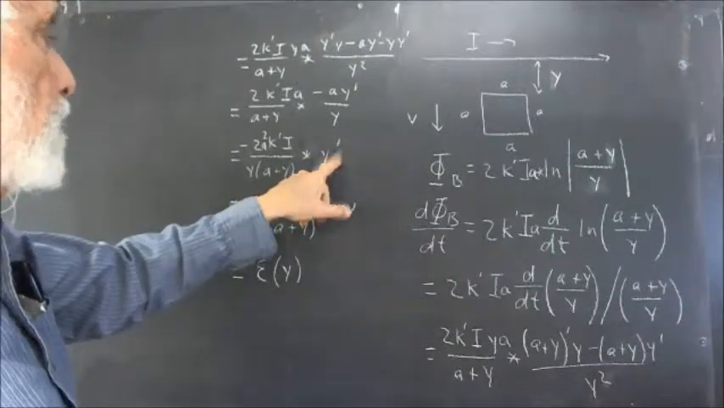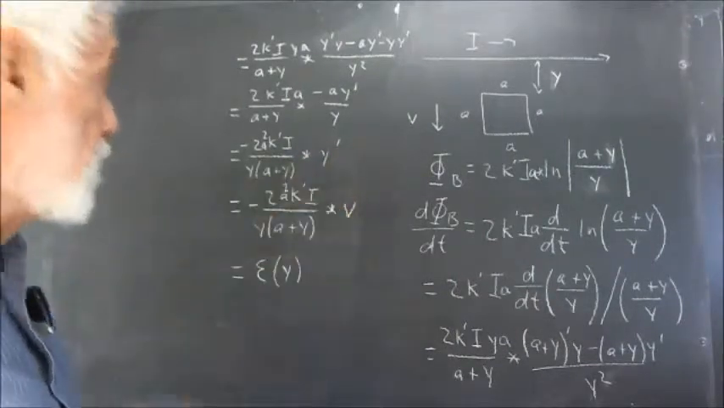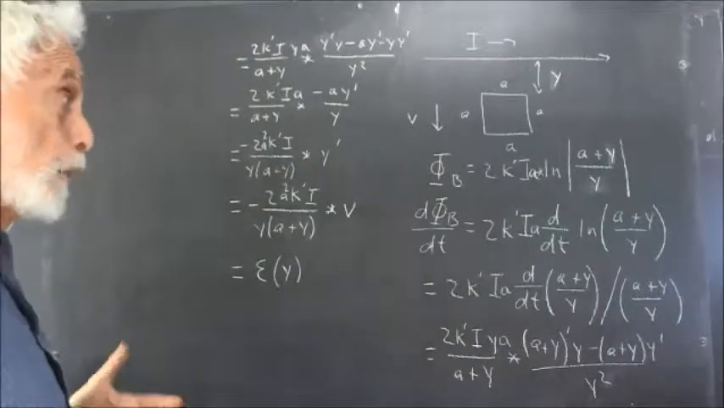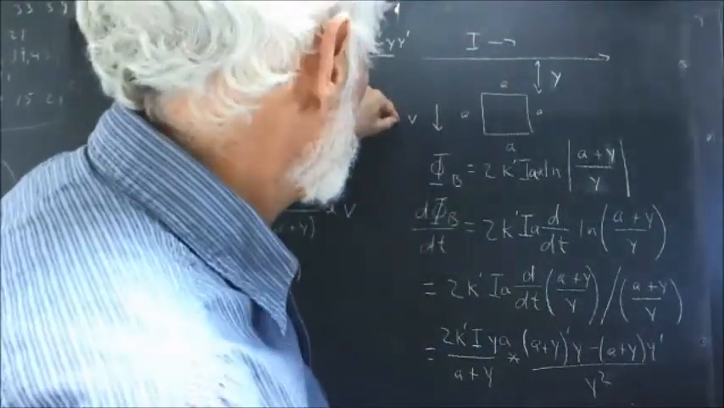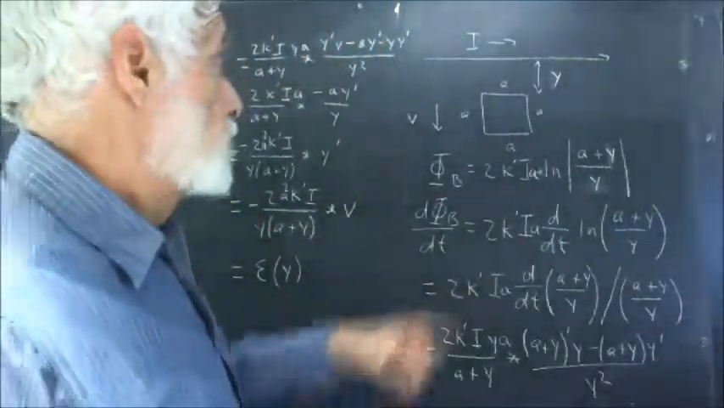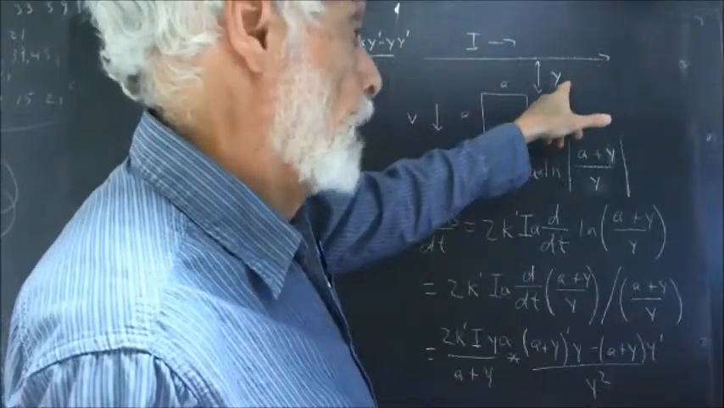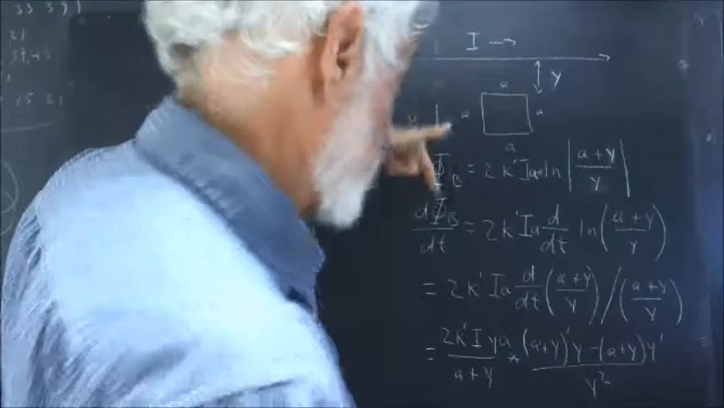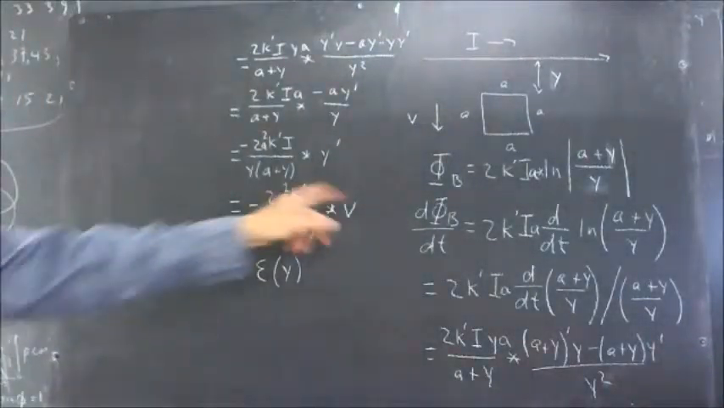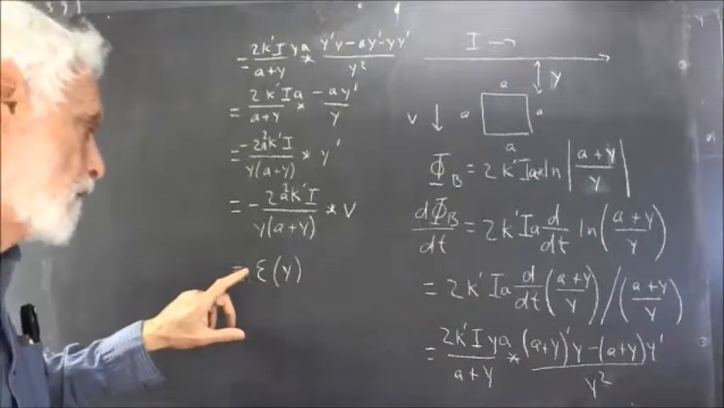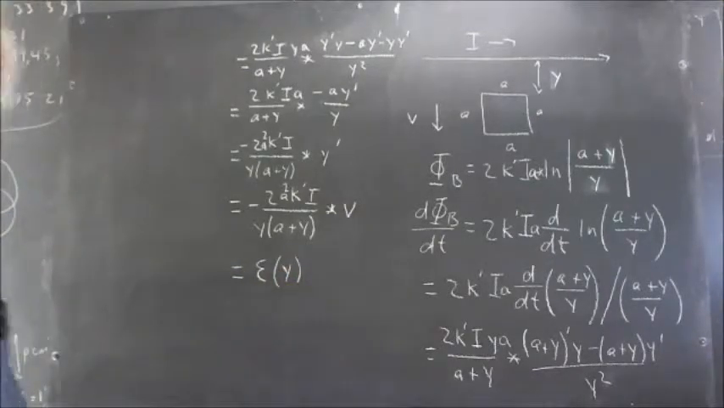And now the only y prime term we have is here. So now what's y prime? We haven't actually taken the derivative of y with respect to t, but y is the distance from the x-axis. V is the velocity of this thing away from the x-axis. So that v is just y prime. Okay, y prime is the rate at which y is changing with respect to time, and that is the velocity. So we have this expression, and that's our EMF as a function of y.